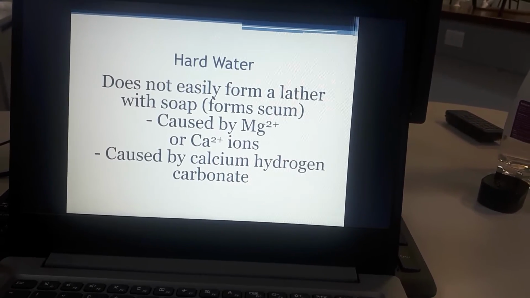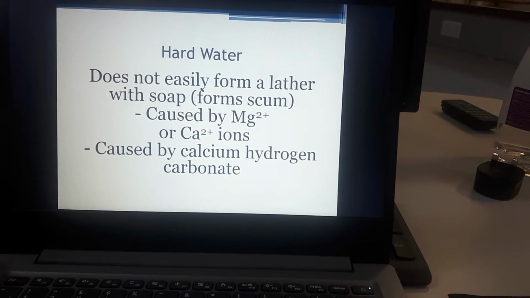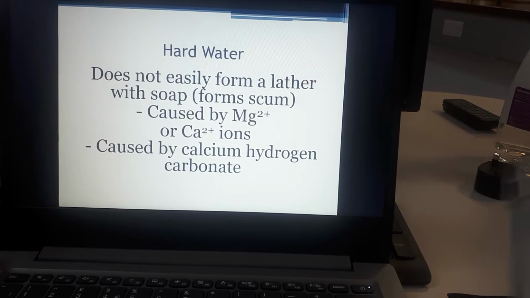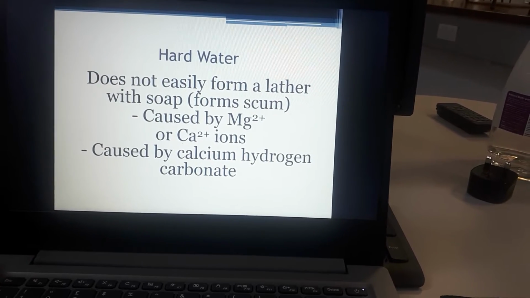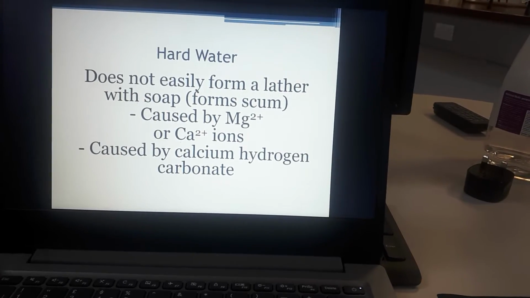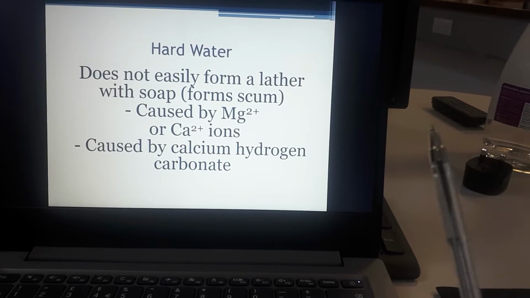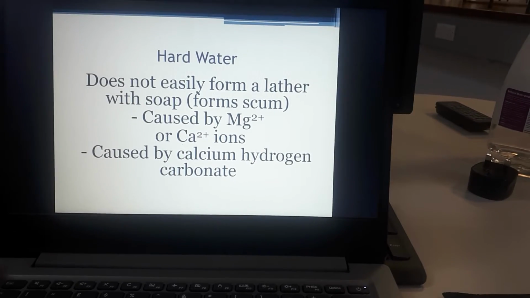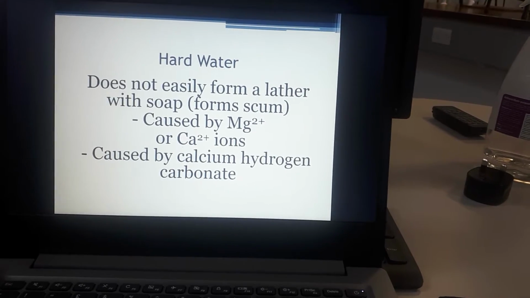Hard water is water that does not easily form a lather with soap. And what it does is it forms a scum instead. And I'll actually send you on a video on YouTube as to the difference between hard and soft water. Obviously soft water is going to form a lather easily with soap. A lather is another way of saying suds, okay, but when you're describing it, please describe it using a lather, okay.